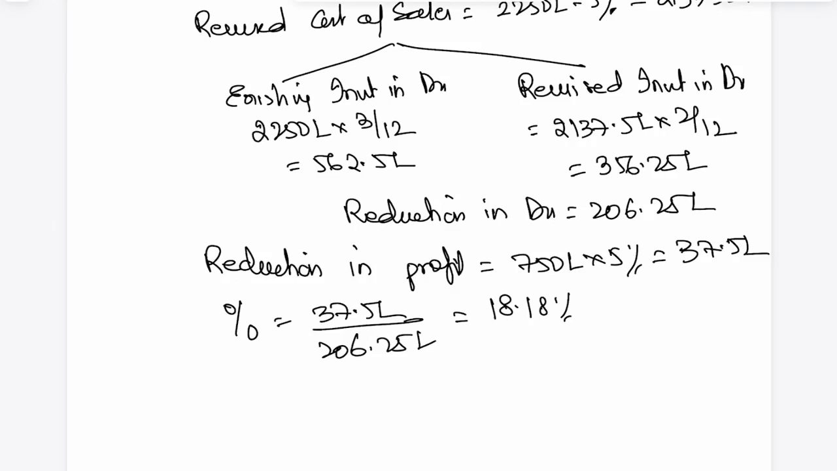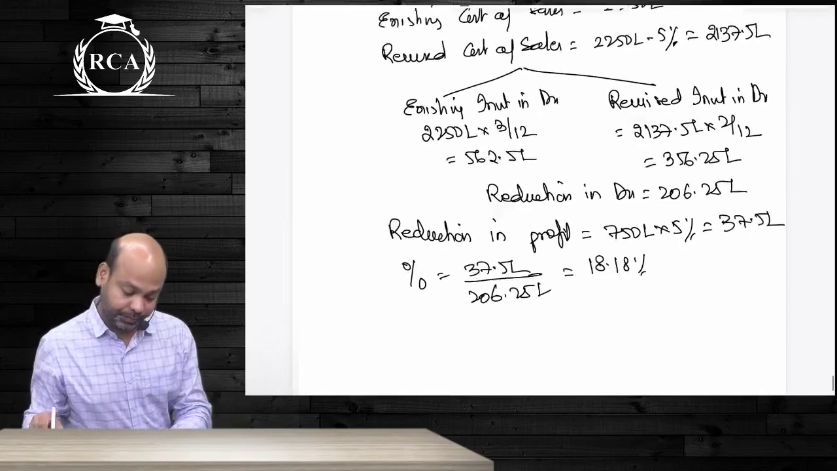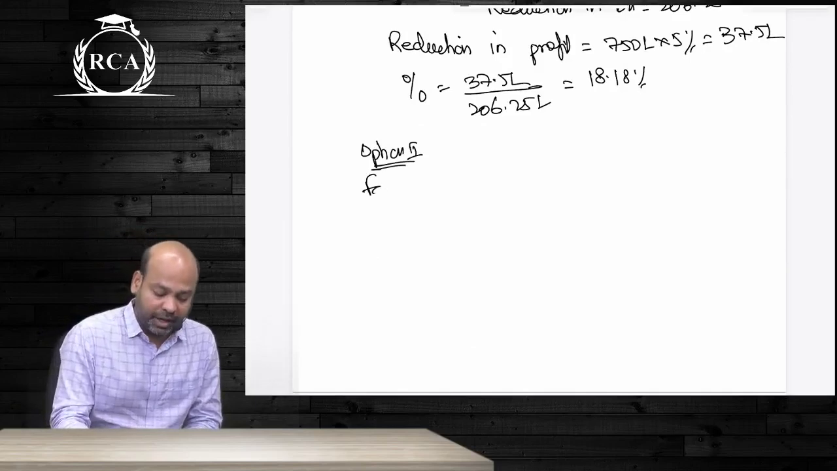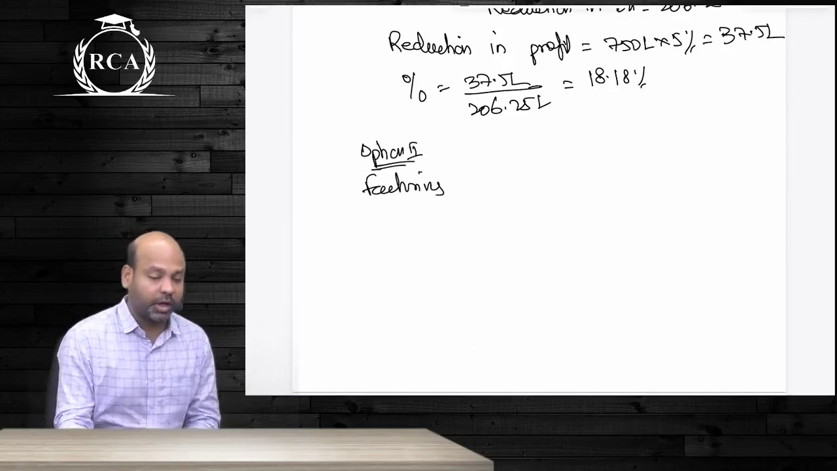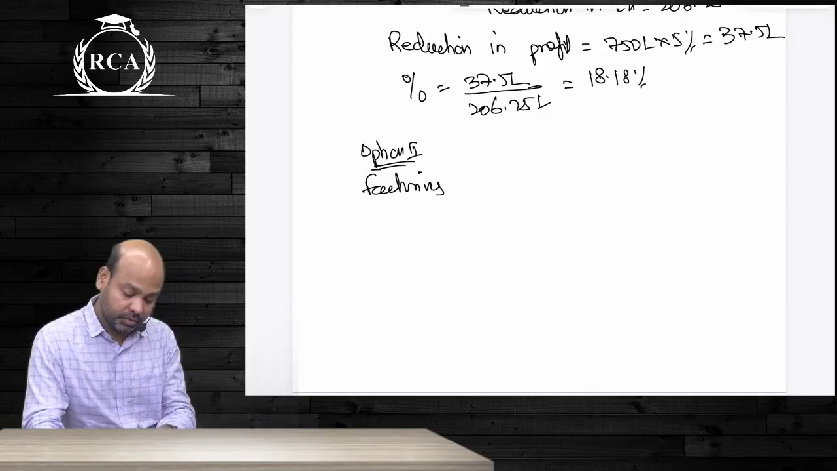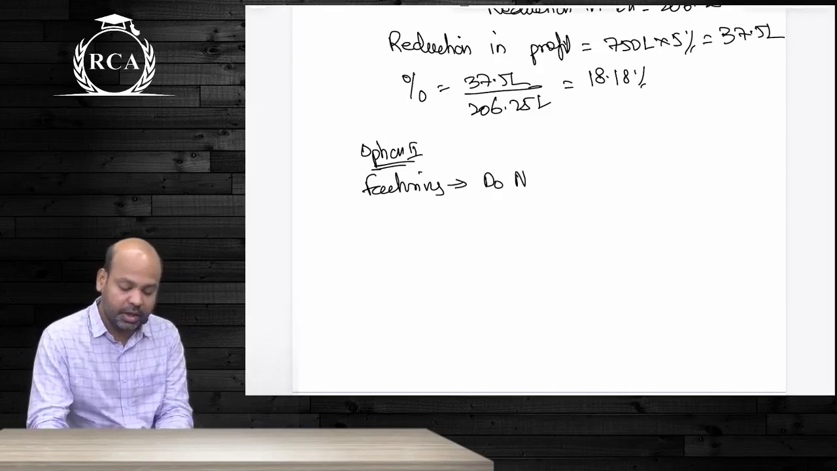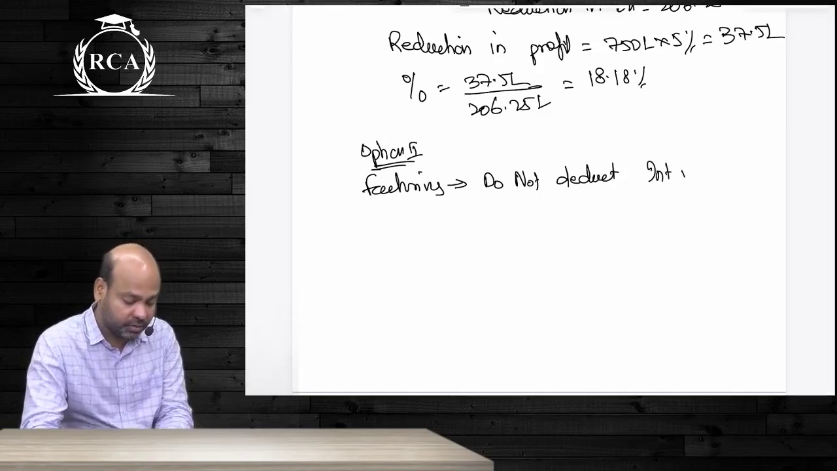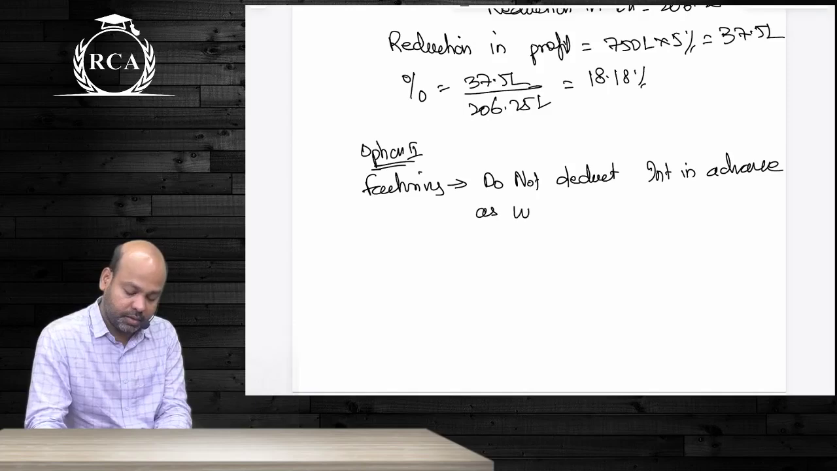Tell me, beta, what is the amount, guys, under factoring? In factoring, guys, why are we not talking about deducting interest in advance or anything, beta? Do not deduct interest in advance. As for the wording used, beta, it is 65% of receivable.